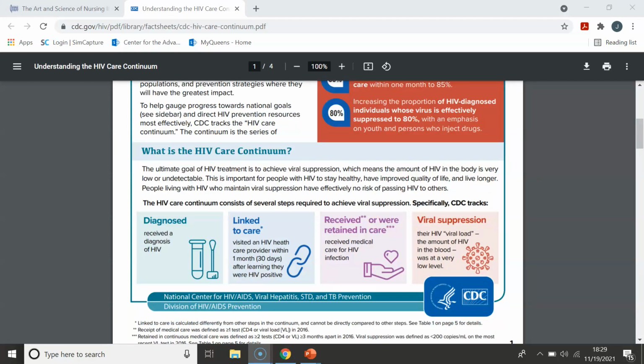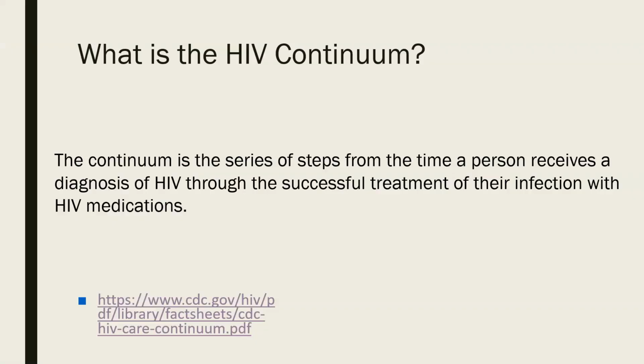As you can see, I've pulled up where it says the HIV care continuum. The HIV care continuum consists of several steps. You have the diagnosis, then you have the person who has newly been diagnosed with HIV being linked with care, then receiving and retaining care, and lastly, being able to be virally suppressed. Now, back to the PowerPoint.